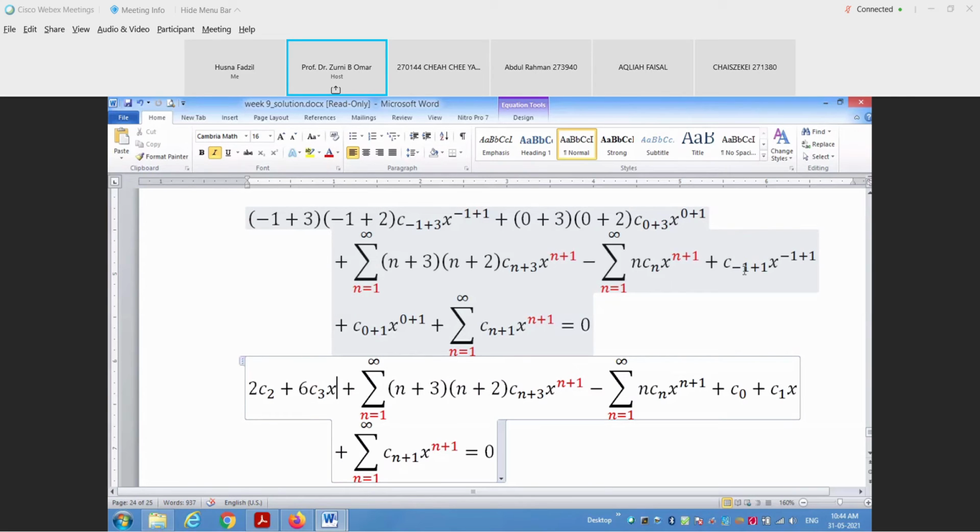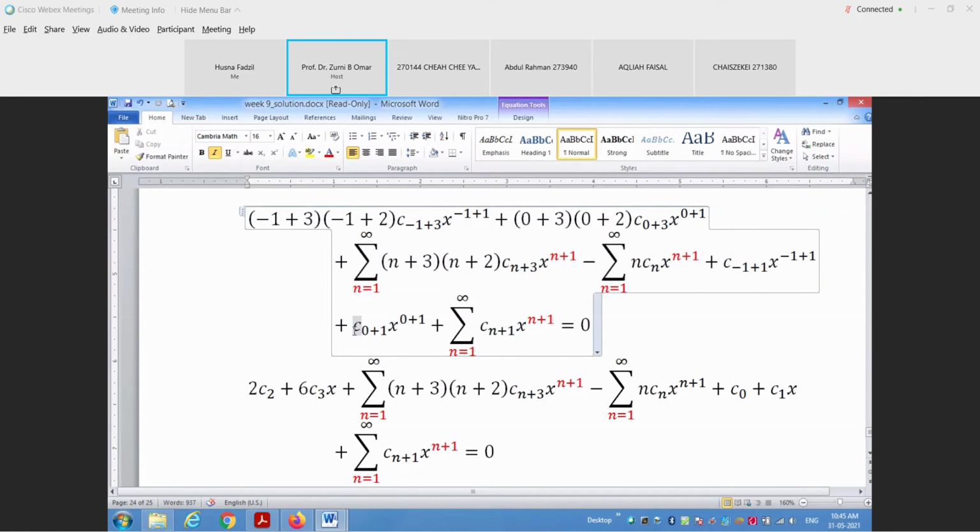Now for this term, because n minus 1 plus 1 will be n, x to the power n minus 1 plus 1 will be x to the power 0, which is equal to 1. So 1 times C0, so we have C0. For this term, it reduces to C1 times x. And this one remains unchanged.